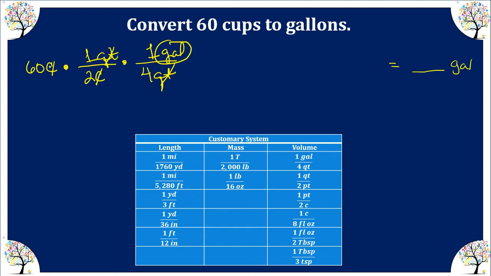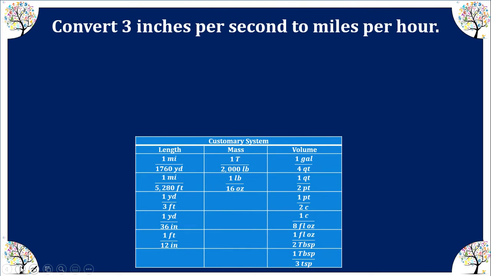Gallons. So now we're going to multiply across: 60 times 1 times 1 gives me 60. And then 2 times 4 is 8. And then we divide this out. 60 divided by 8 gives me 7.5. So 7.5 gallons. 60 cups is the same as 7.5 gallons.